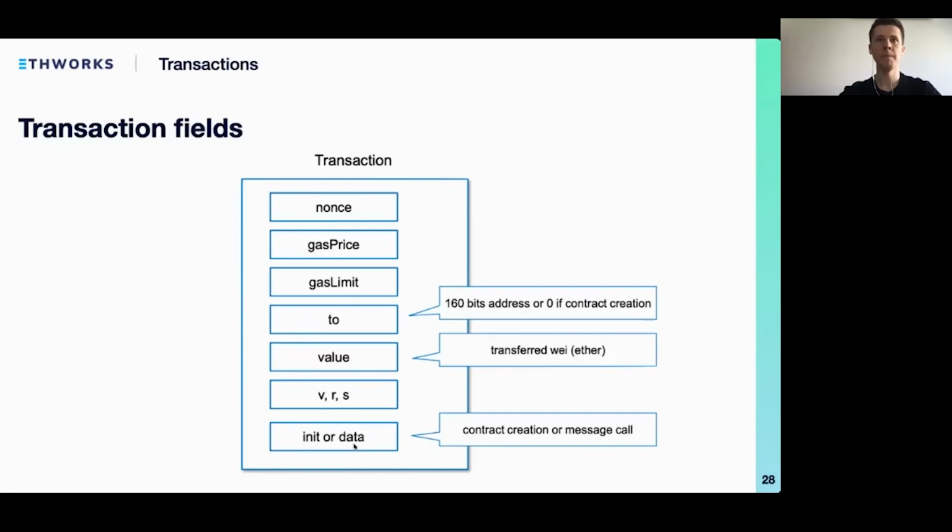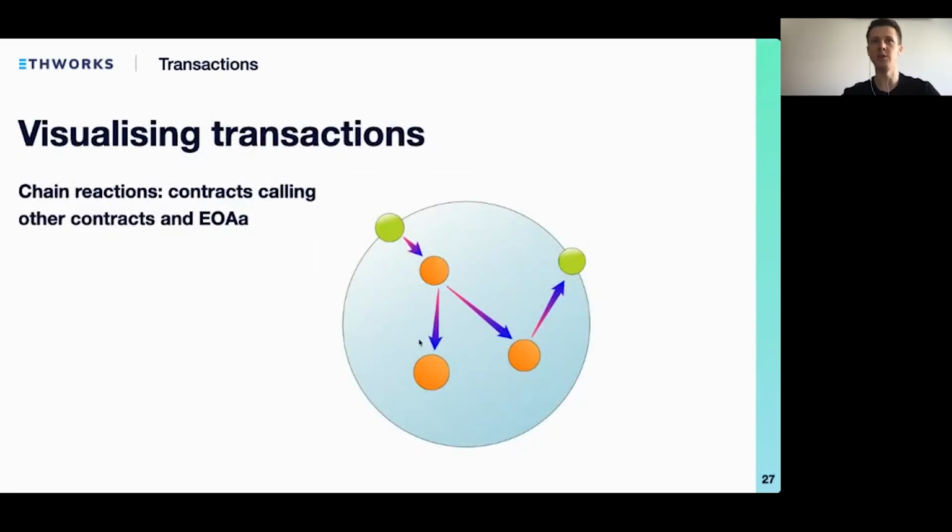By the way, each transaction obviously is signed using the private key to your externally owned account. As I mentioned before, contract accounts don't have private keys. They are controlled by the code. That's why they cannot initiate transactions. So smart contracts can only call other contracts in a transaction that was initiated by an externally owned account. So all of these arrows that you see here are a single transaction.